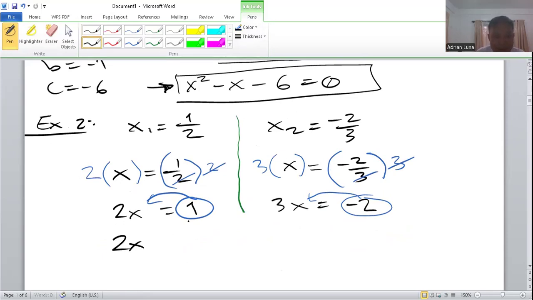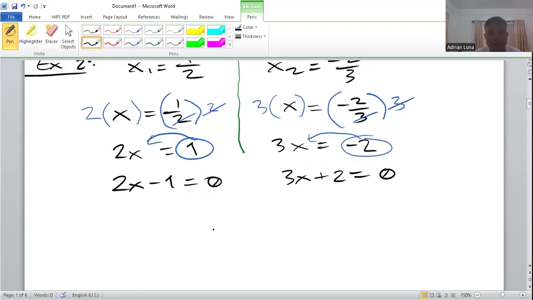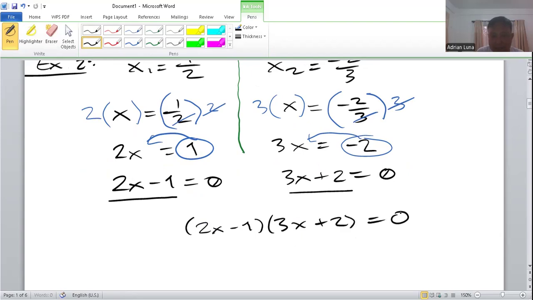Kaya 2x, si +1 magiging -1 equals to 0. Ito naman, 3x, si -2, nung tumawid ng equal sign, naging +2 equals to 0. And, yung next step natin is, ito, i-parenthesis lang natin sa kayan, 2x minus 1 times the quantity of 3x plus 2 is equals to 0.